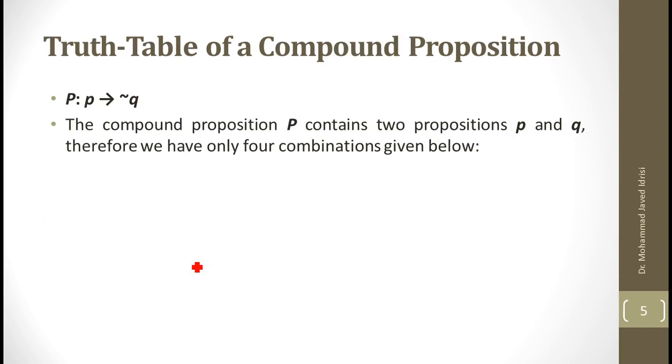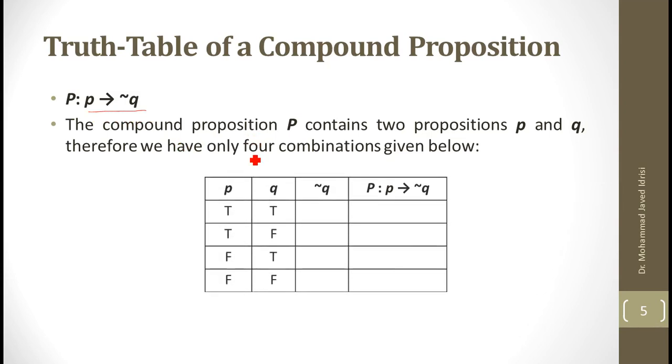Now how to write a truth table of a compound proposition. Here I have taken the example of P implies negation of Q. This is a compound proposition. Here we have two propositions P and Q, so we have four possible combinations. Both P and Q are true, P true, Q false, P false, Q true, or both P and Q are false. So first of all we will write the negation of Q.